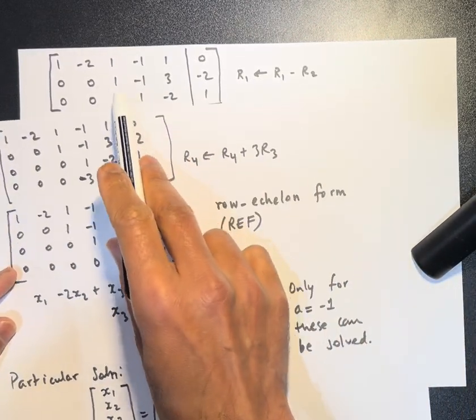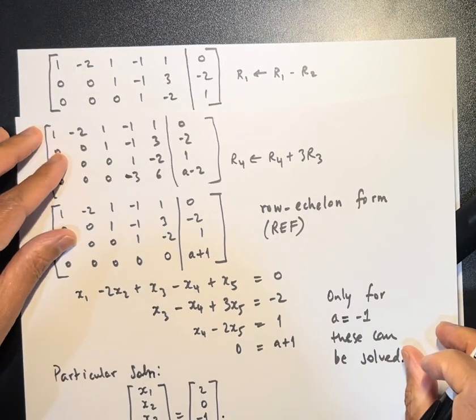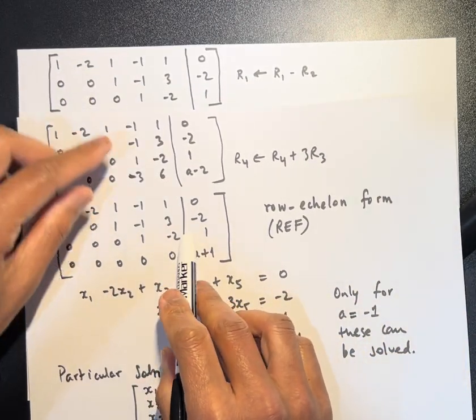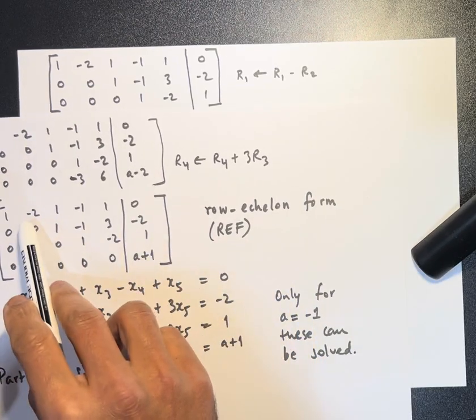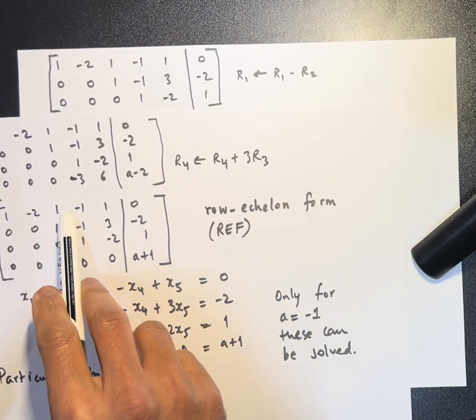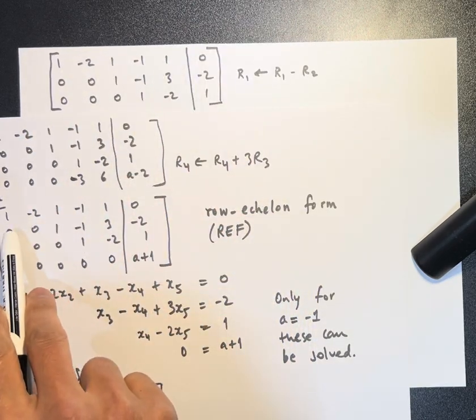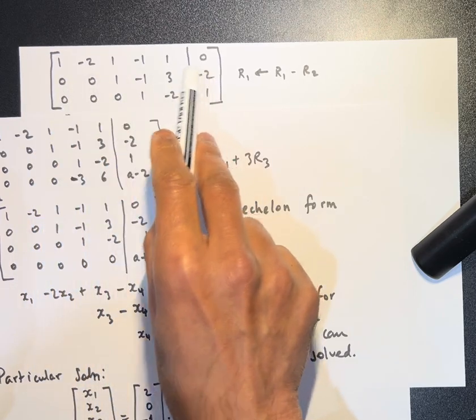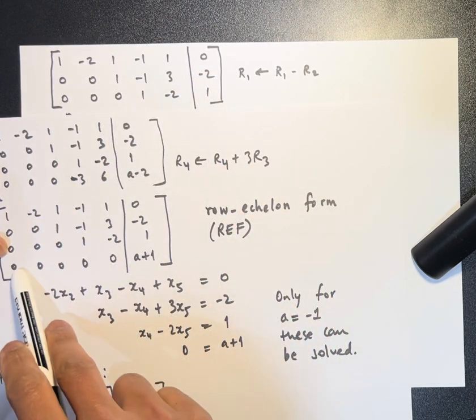So here is what I have done, let me go through this. Maybe it's a little confusing, so let me keep this a little bit aside so you can see. This 1 -2 1 -1 1 0 went to the first row as it is, no problem. The second row went here, the third row went here. Now the fourth row we don't need because it's all just zeros.